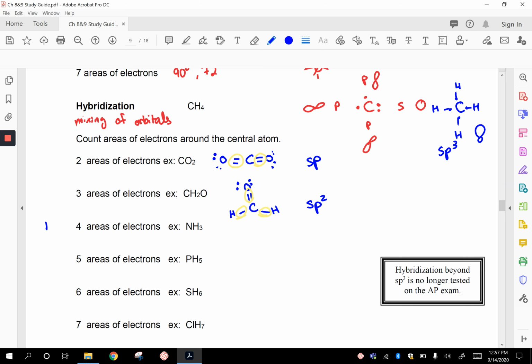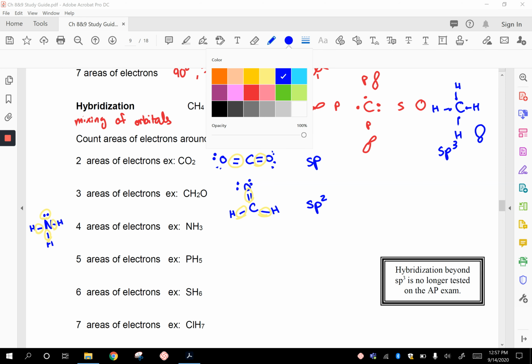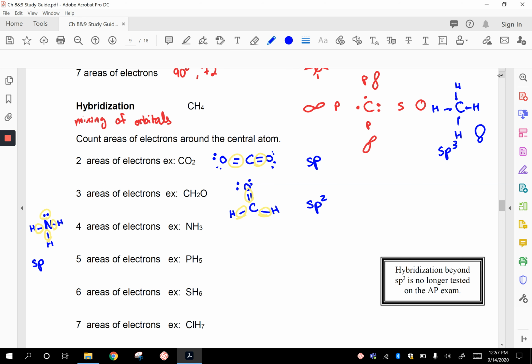NH3 I'm going to do here. Looks like this. And so if you count how many areas of electrons are around it, there's 1, 2, 3, 4. So that means 4 orbitals had to mix together. The first one's an s, and then the other 3 are p's, so it'd be sp3. Now that's all you need to know for the AP exam, up to 4 areas of electrons.